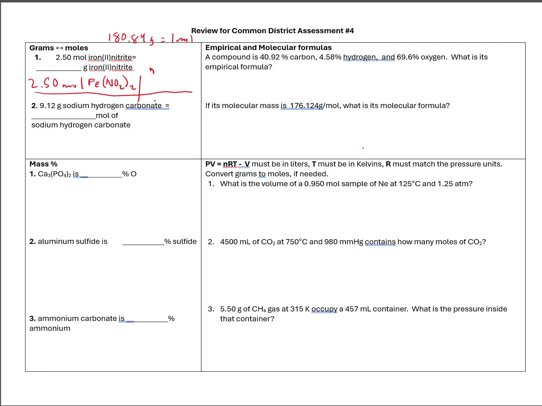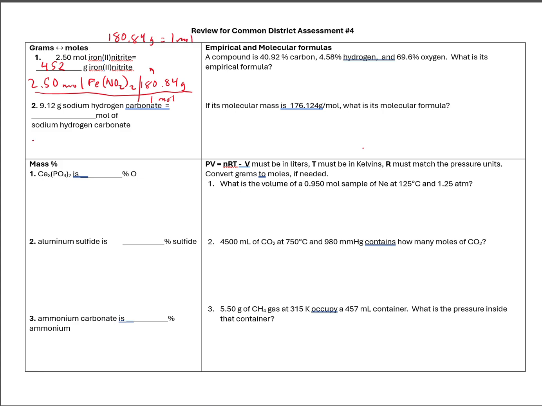We want the moles to cancel in this case, so we're putting 1 mole below. We're putting 180.84 grams above, and then we'll do our calculation. The answer is 452. I know it says 452.1 on your calculator, but we only get 3 sig figs because the 2.50 had 3 sig figs.